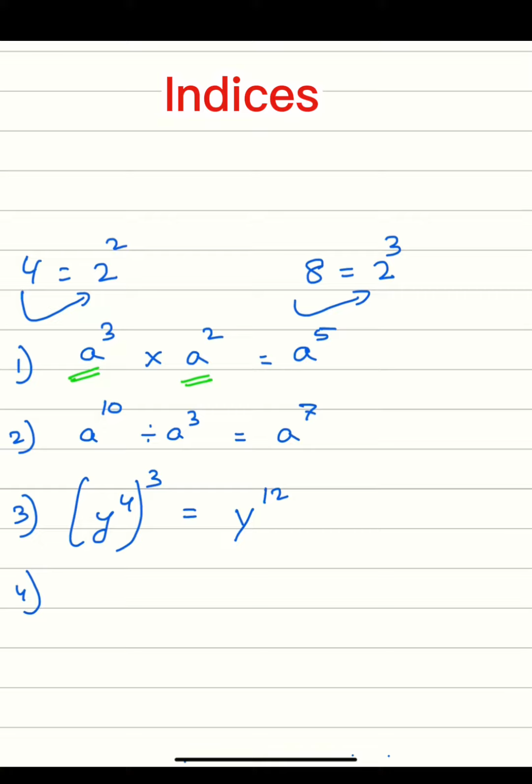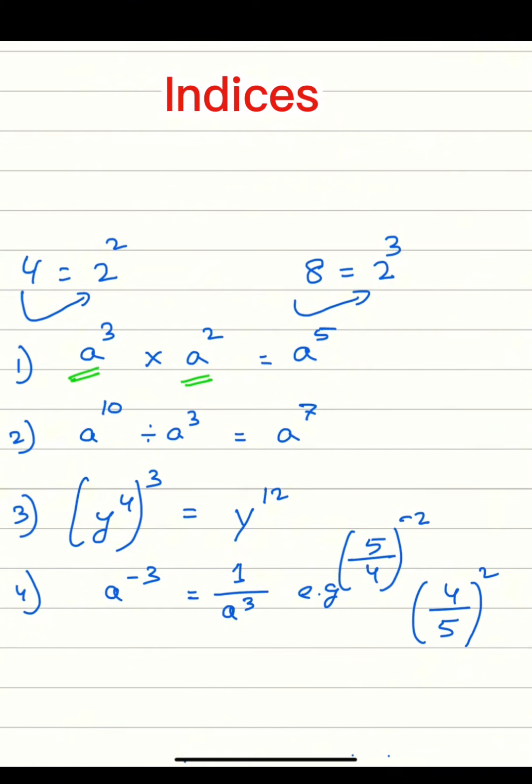Number 4. If you have a negative power, for example, a to the power minus 3, in order to make the power positive, you have to do reciprocal. Now, what is reciprocal? Reciprocal means the numerator goes down and the denominator comes up. For example, if we have 5 by 4 whole to the power minus 2, and we want to make the power positive, it can be written as 4 by 5 whole to the power positive 2.